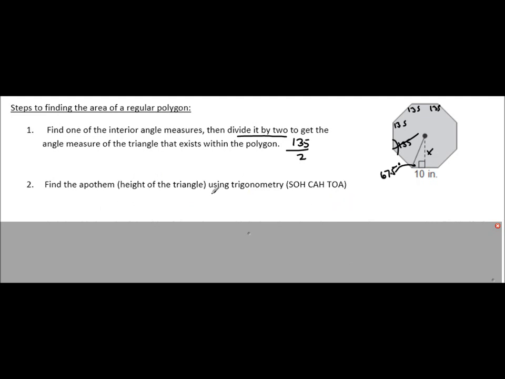So what we have here is a right triangle. We're looking for the height. We know that this whole thing is 10 inches, so this little piece is 5. Right here is 5. And we're given 67.5 degrees. So we're going to have to use trig to find the value of x here.